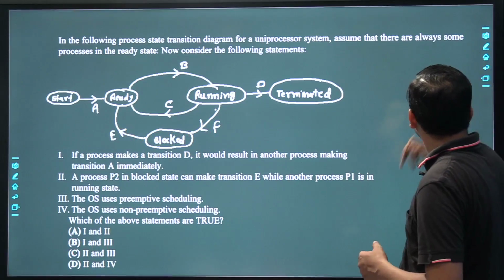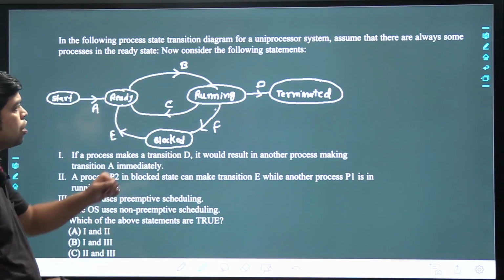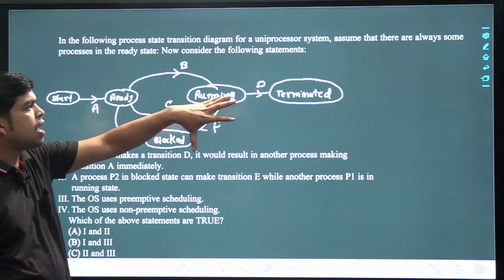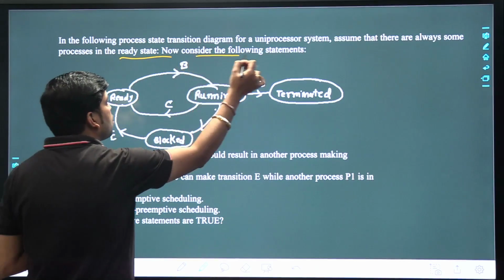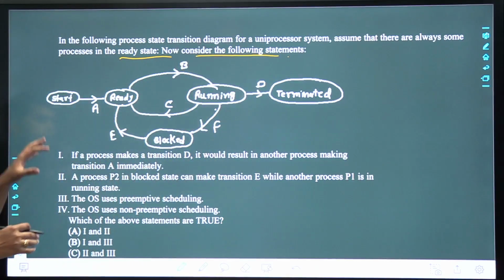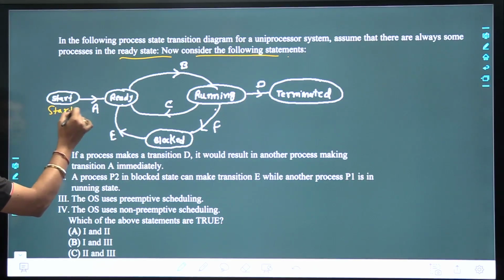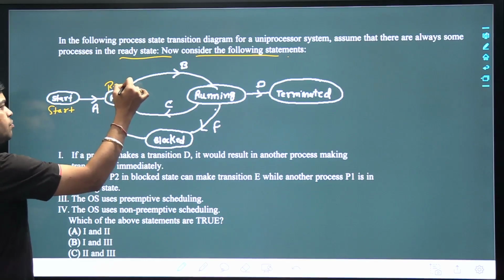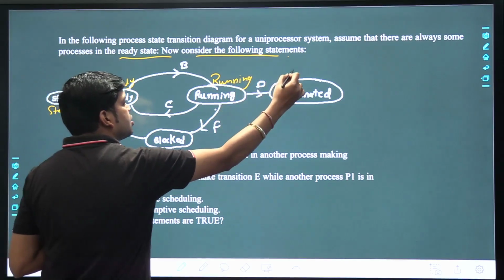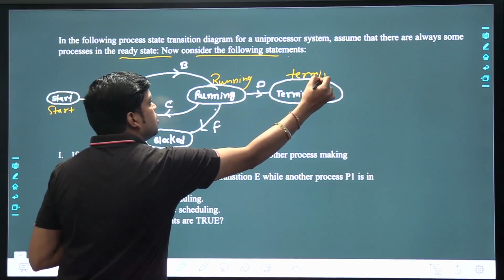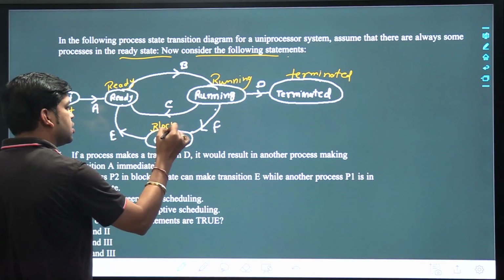Now the first question is, in the following process state transition diagram for a uniprocessor system, assume that there are always some processes in the ready state. Now consider the following statements. So that is the state diagram. The first state is the start state, that is the start. The second one is ready, and that is the running state. The next is terminated, that is the terminated state, and the last one, that is the blocked state.